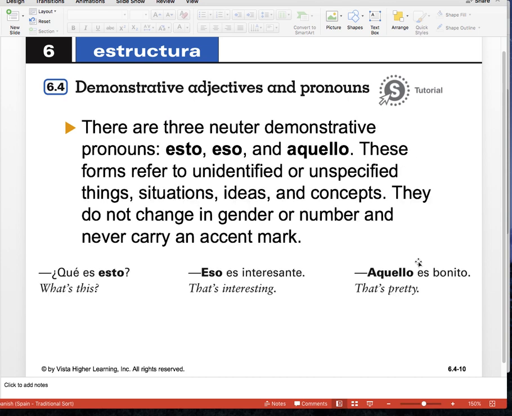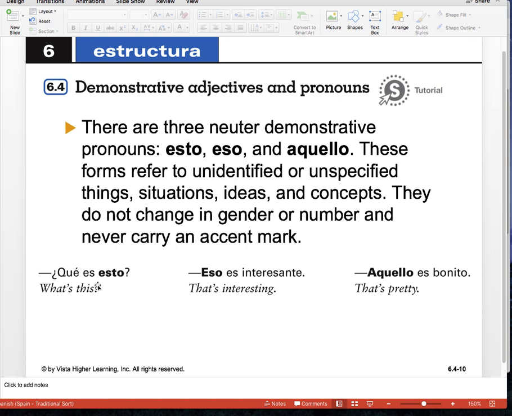All right, last slide. There are also three neutral demonstrative pronouns, which is esto, eso, and aquello. And these forms refer to unidentified or unspecified things, situations, ideas, and concepts. So it's when it's a little bit more abstract. Right? So friends, you can imagine if you saw something floating in the sky, right, and you didn't know what it is, you'd say, ¿Qué es eso? Right? What is that? So they do not change in gender or number, and they never carry an accent mark, right?